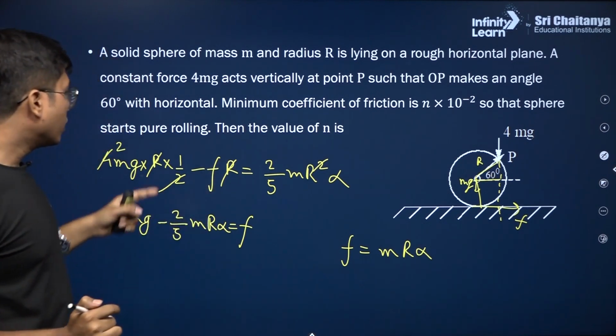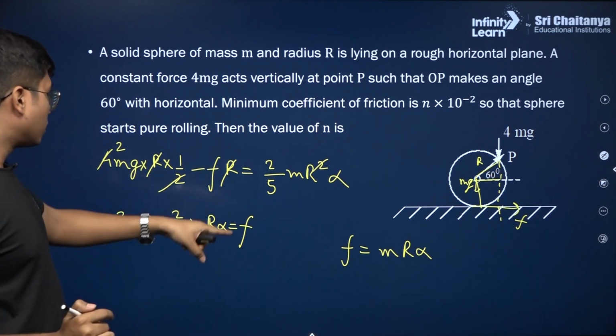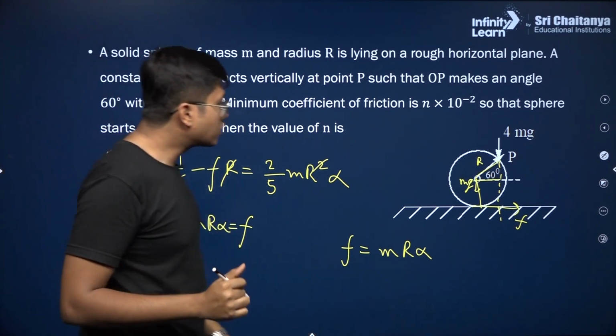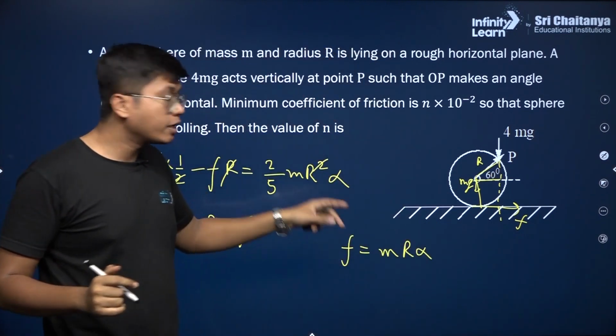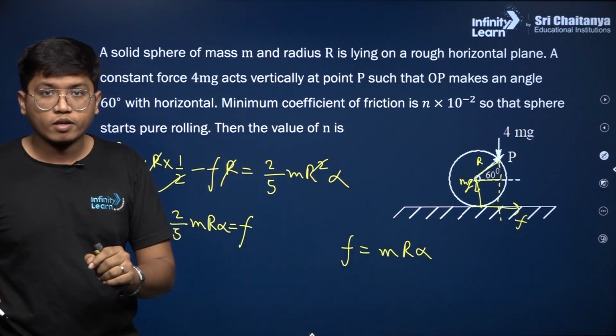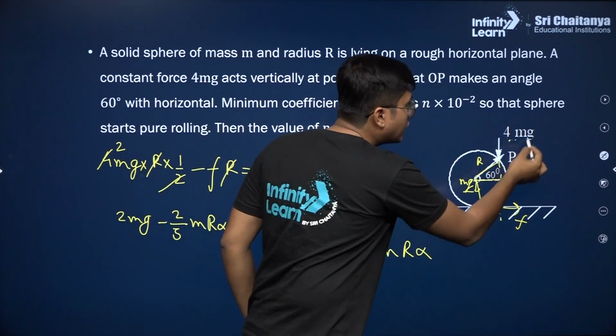From here on out, we also know that the frictional force has to be equal to mu into 5 mg. Sorry, my bad. F has to be equal to mu into 5 mg. Why? Because the net downward force is this mg plus the 4 mg.